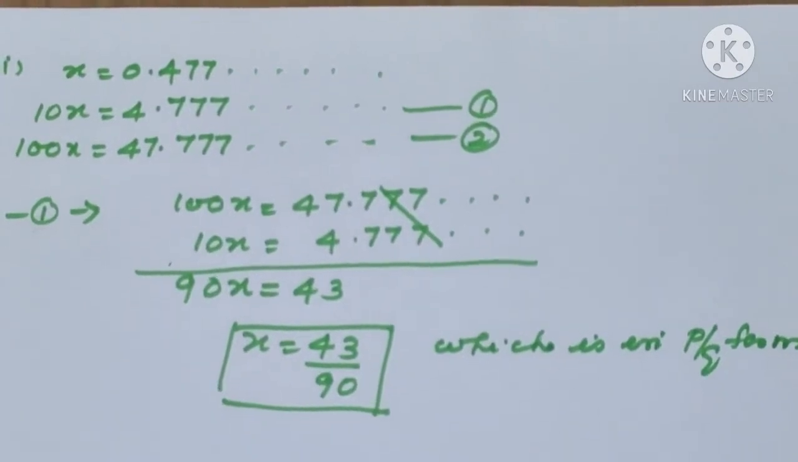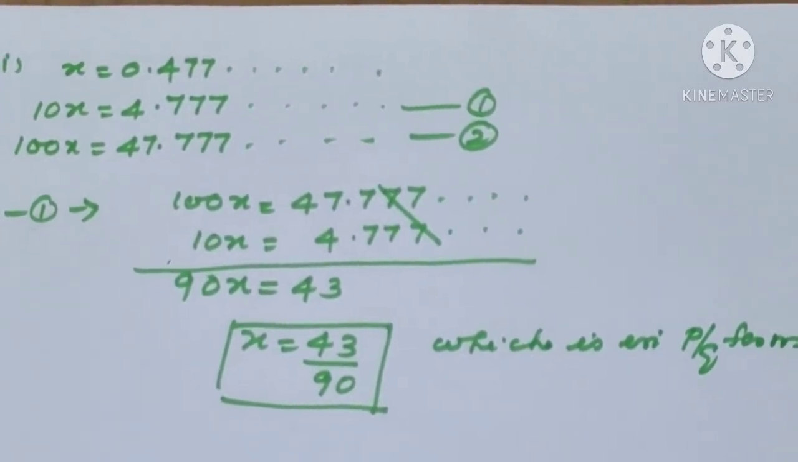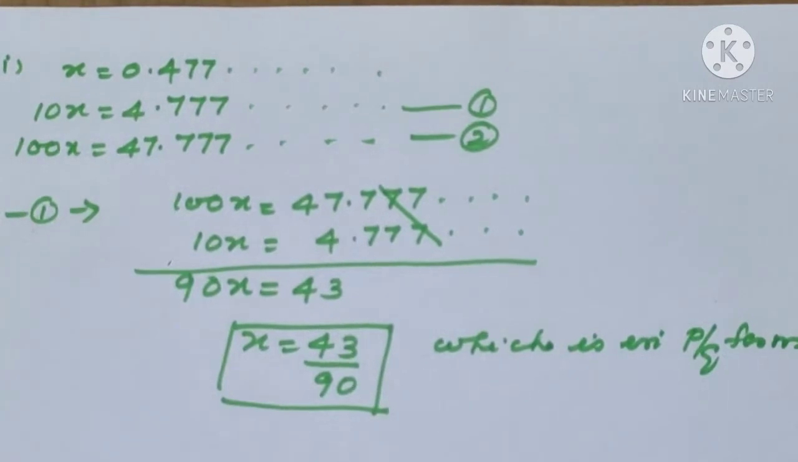Question number 2, x equal to 0.477 etc. Then we multiply on both sides. Then we'll get 10x equal to 4.77 etc. That is our equation number 1. Then 100x equal to 47.777 etc. Put as equation 2.